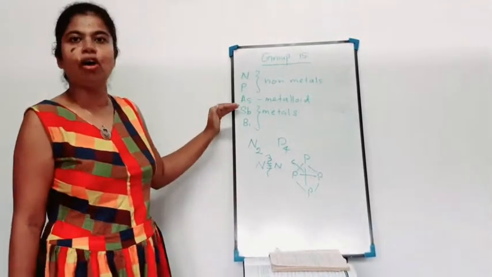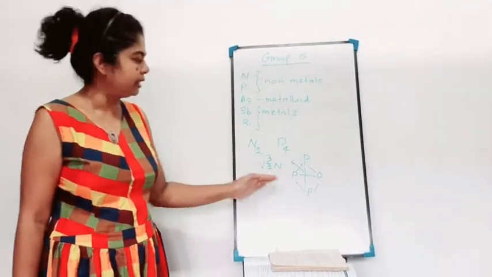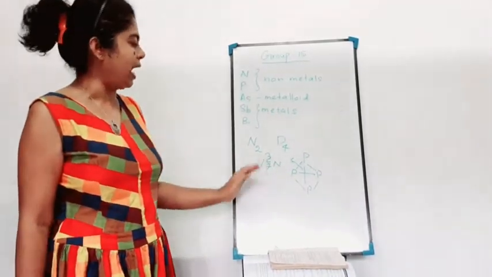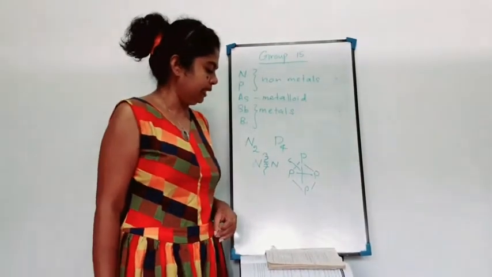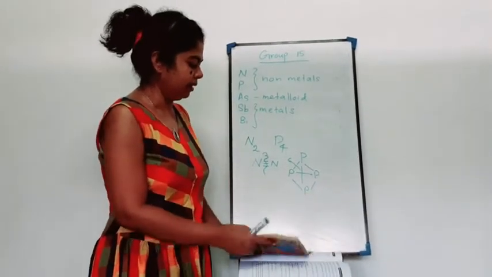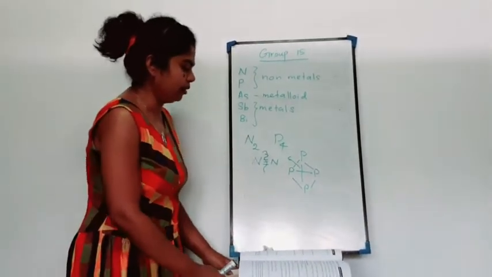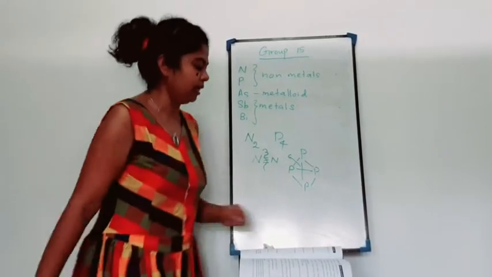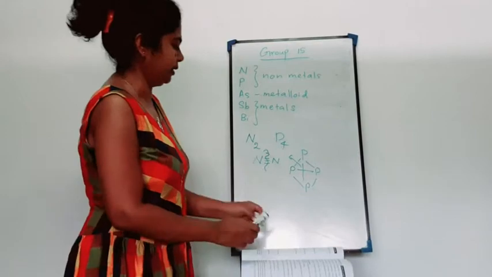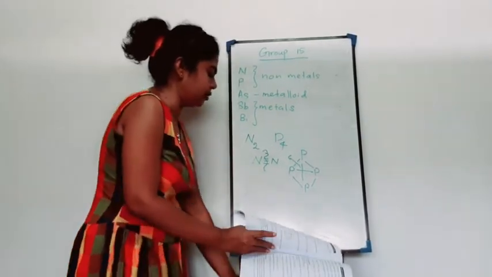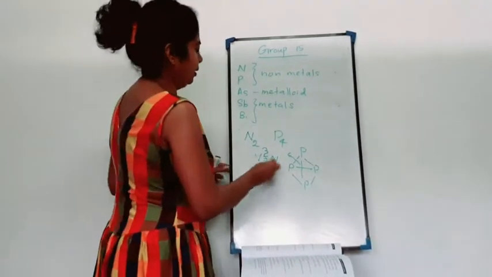But they belong to the same group. Now you can understand why the reactivity differs in P4 and N2. Next we are going to talk about the oxoacids of nitrogen. What are the oxoacids of nitrogen?